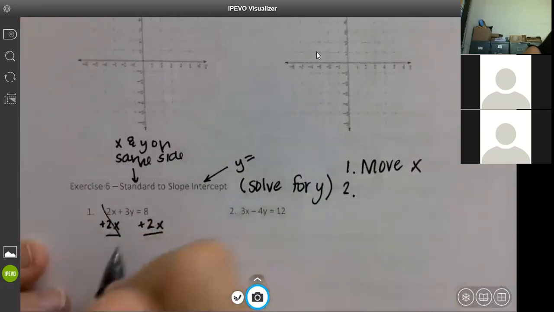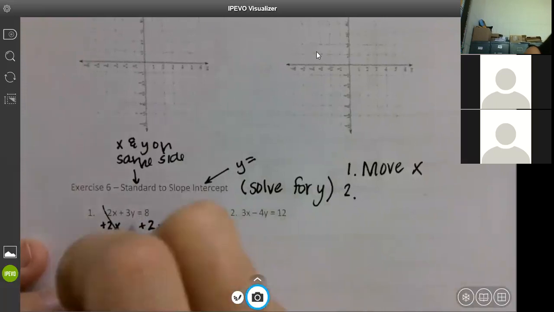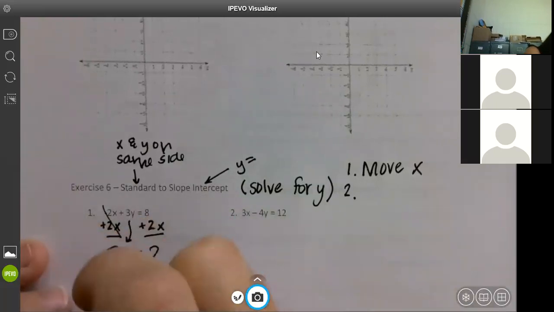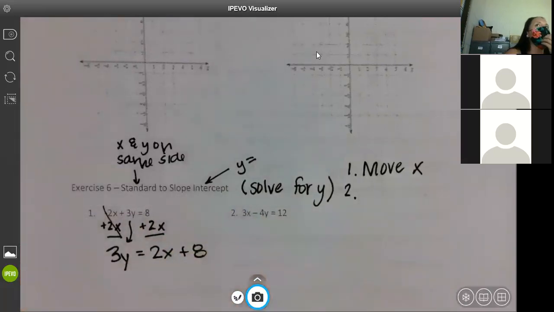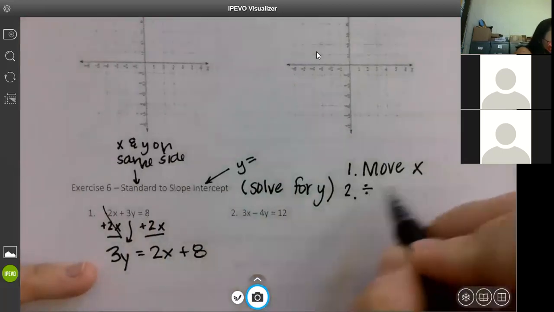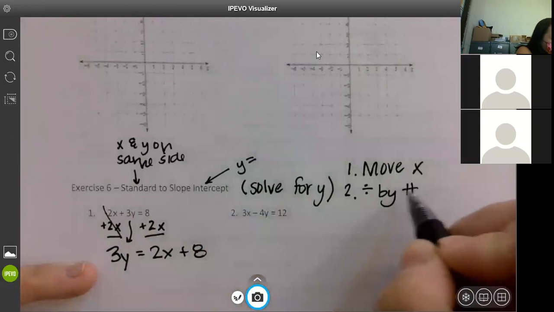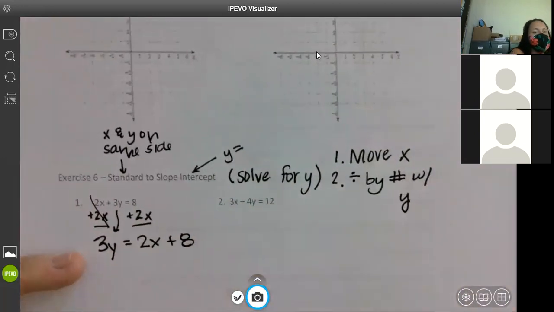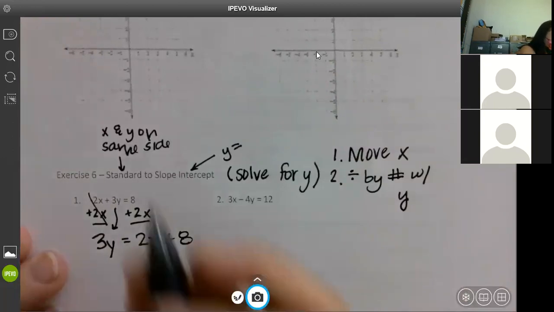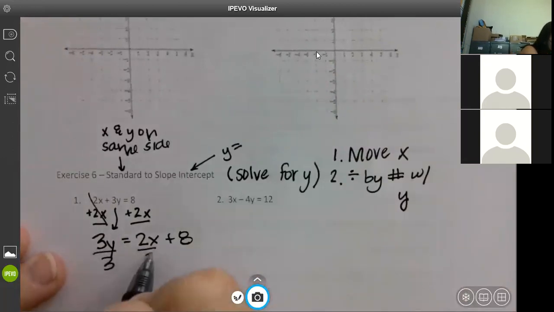Your 2x cancels out. You get 3y. Bring that all the way down. Equals, and write it in the correct order, please, from now on. 2x and a positive 8. Always put that x first, okay? So that's your first step. Move x. The next thing we need to do is get rid of this 3. So we got to divide by the number with y. Divide everything by 3. And you guys did really good with this when you had to do it.